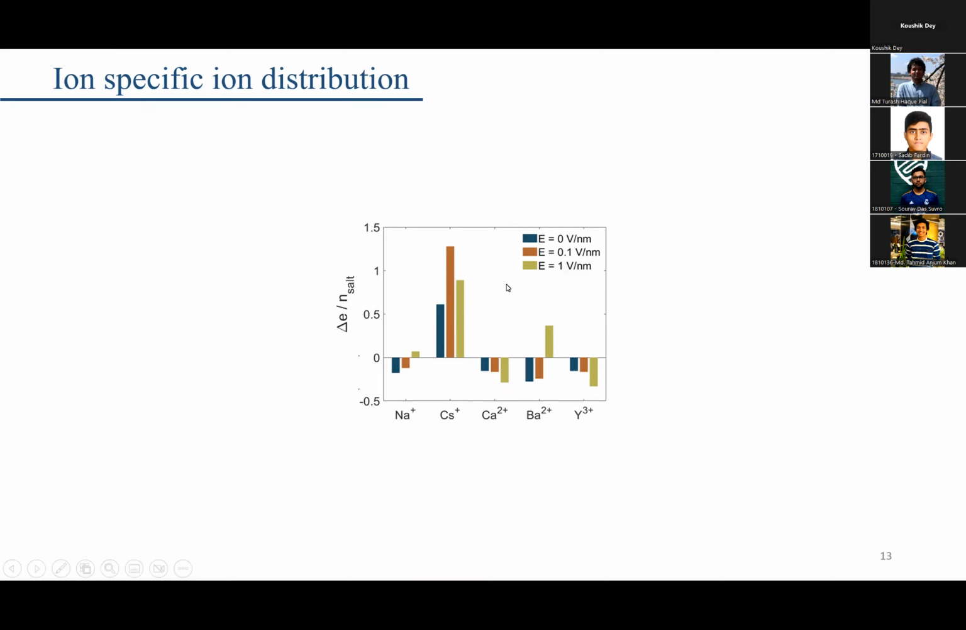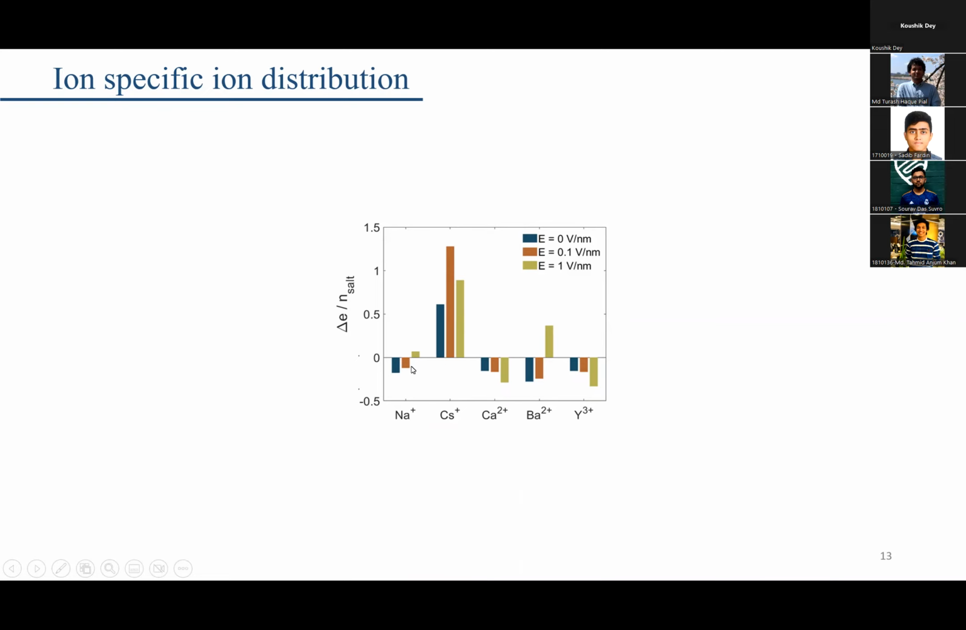And this means you have more positive ion in the bulk. And you can see for cesium, there is always more cesium in the bulk compared to negatively charged chlorine. And for other cases, it can actually vary even with electric field value.